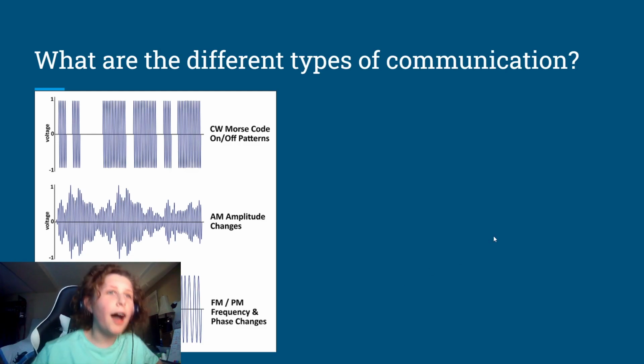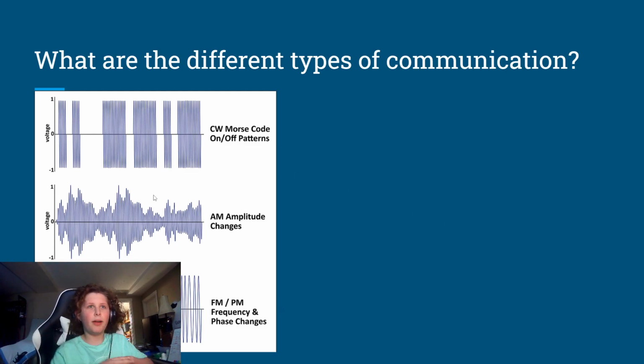Okay. FM. Now, FM is kind of like AM, except the exact opposite. This time, the amplitude always stays the same, does not change. Instead of going da-da-da, it's straight lines, all right? But this time, the frequency is what changes. And so it's basically the exact opposite of AM, which is pretty interesting.